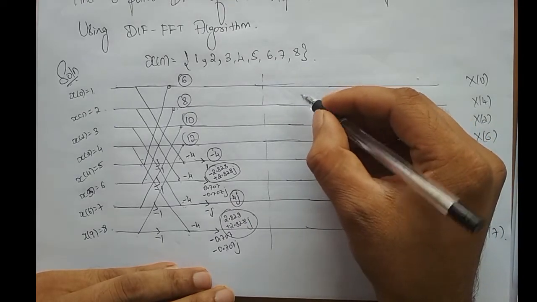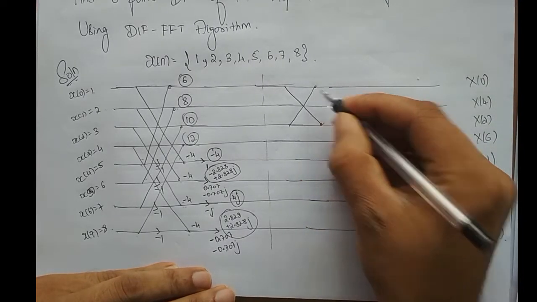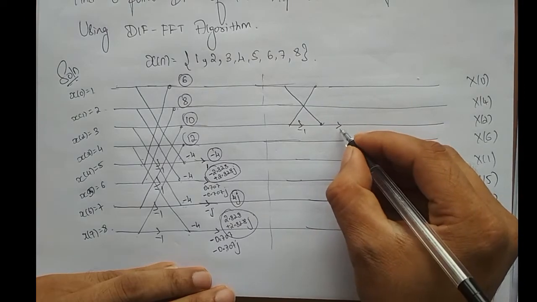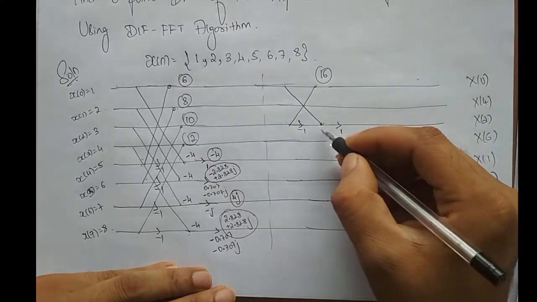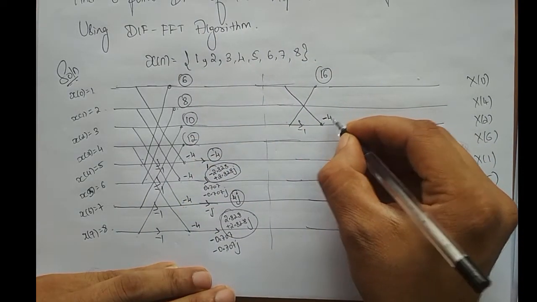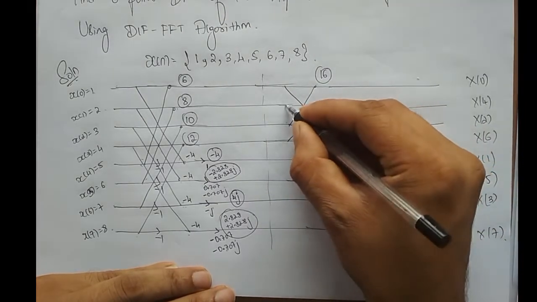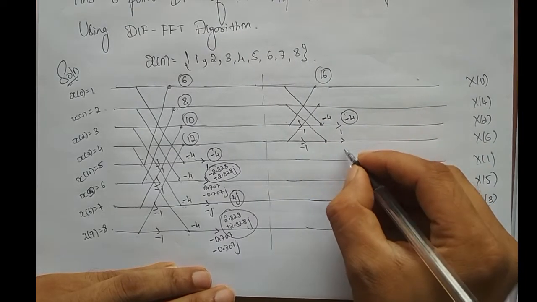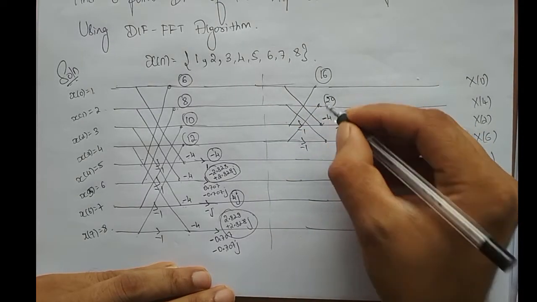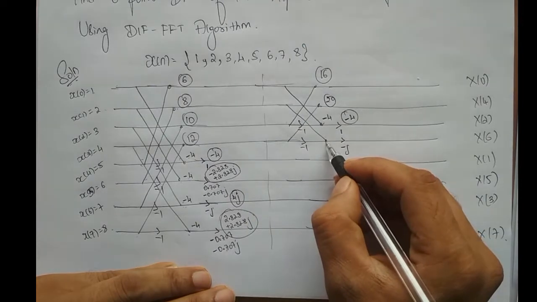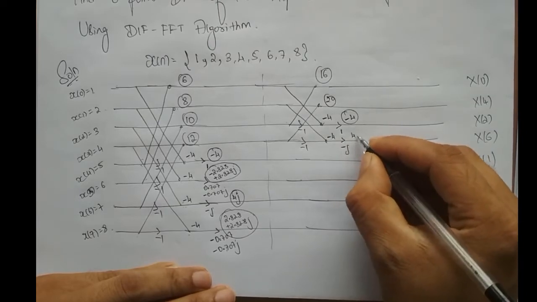Second stage, so we have butterfly in between first and third line. So -1, so this is W8 power 0, which is 1. So we have 6 coming here added with 10, which is 16. And we have 6 coming here subtracted with 10, which is equal to -4. And this is scaled by 1. So what we get is -4. So next, this is W8 power 2, which is -j. So we have 8 coming here added with 12, which is 20. We have 8 coming here subtracted with 12, which is equal to -4. So we get -4, and this is scaled by -j, which is equal to 4j.